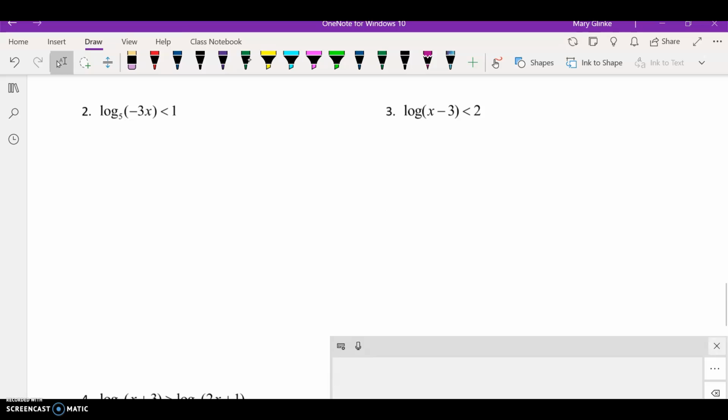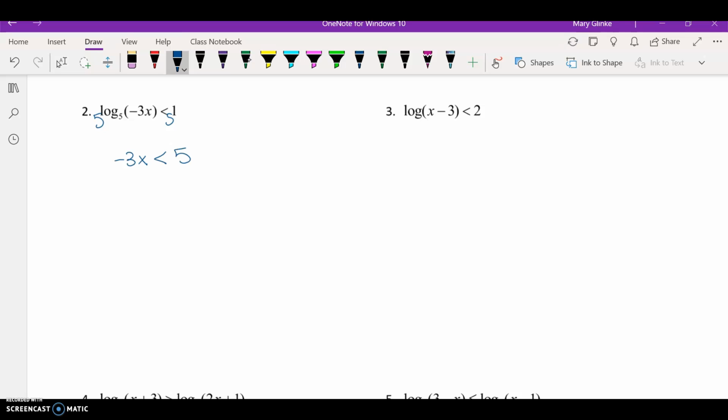Let's take a look at number 2 here. We're going to do 5 as our base to both sides. So we get negative 3x is less than 5 to the first power, which is 5. We divide by negative 3, so x has to be greater than negative 5/3. Whatever is inside the logarithm needs to get restricted to everything greater than 0. So solving that, you get x is less than 0 when you divide by negative 3.